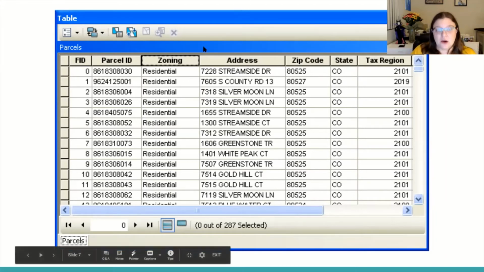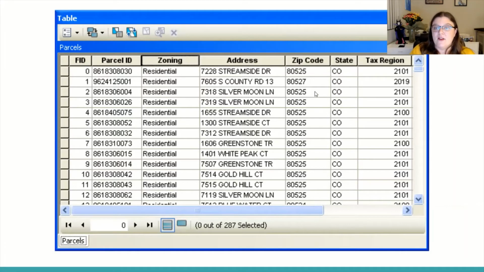We can't use zoning because they're all the same, they're all residential. We can't use state, because it's all Colorado, right? With our zip code, I see a lot of repetition. Address is possible, there's no repetition here, although I'd be willing to bet that somewhere else in the United States, there's going to be another place called 7318 Silver Moon Lane. Totally possible. How many Main Streets are there in the United States? How many Washington Boulevards are there?